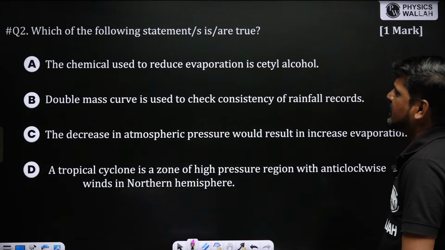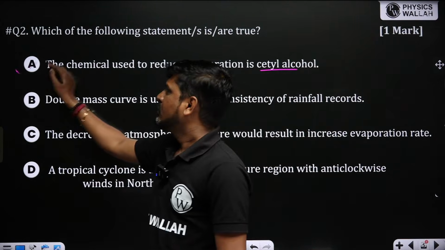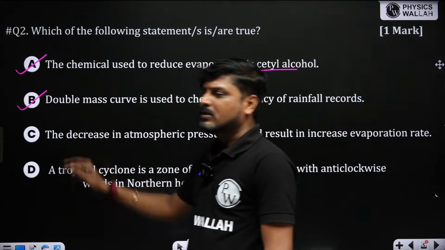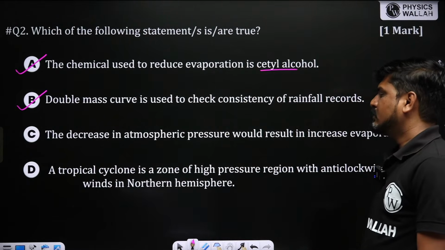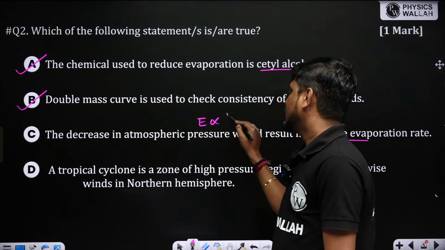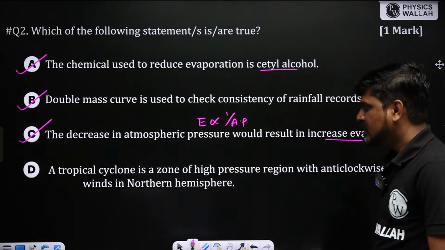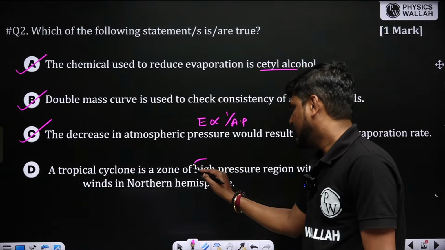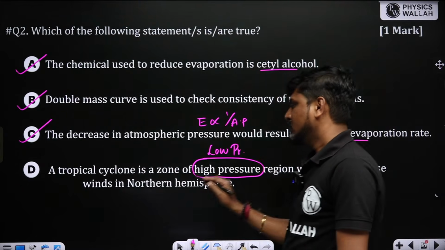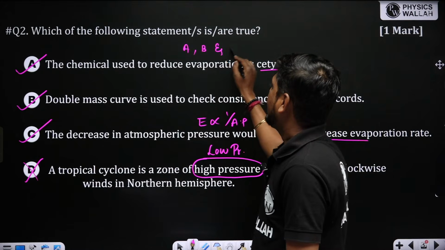Which of the following statements is not true? The chemical used to reduce evaporation is cetyl alcohol. True statement. Double mass curve is used to check the consistency of a rainfall record. True statement. The decrease in atmospheric pressure would result in increase in evaporation. Yes, rate of evaporation is inversely proportional to the atmospheric pressure. True statement. A tropical cyclone is a zone of high pressure. Cyclone is a low pressure region, so this statement is false. So the answer for this question is A, B and C.